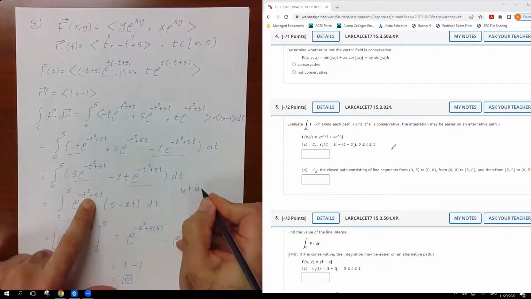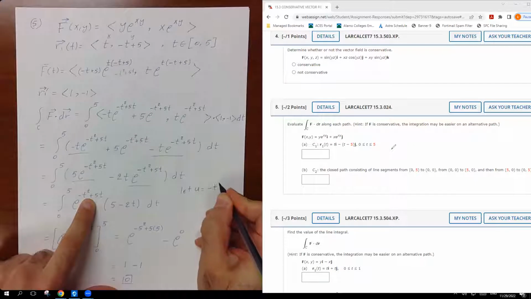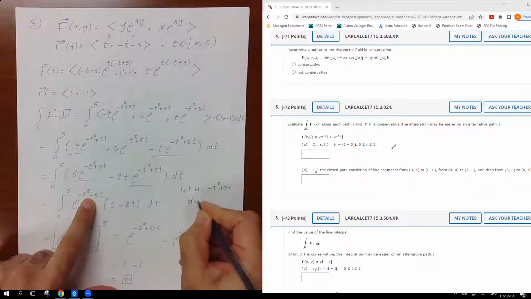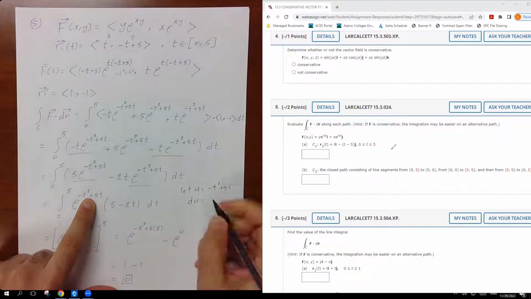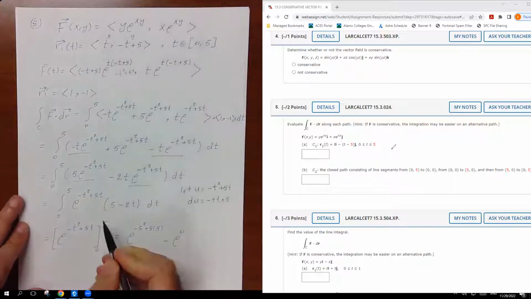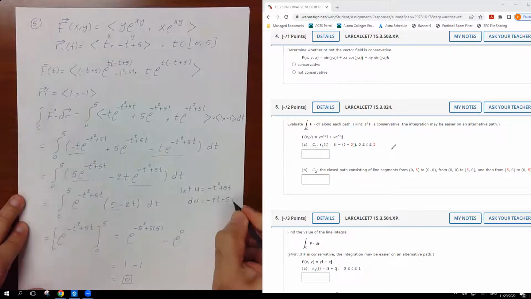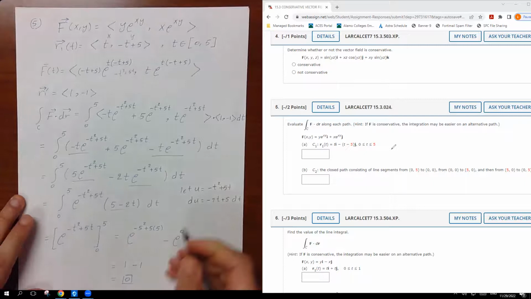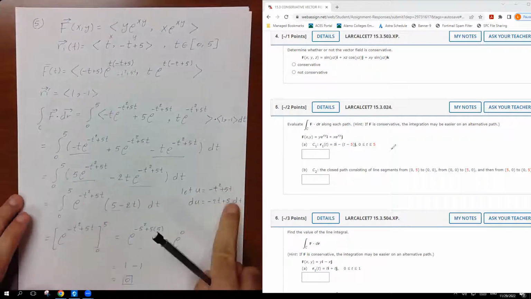So let u equal negative t squared plus 5t. That means du is going to be equal negative 2t plus 5, which is exactly the same thing here, dt. That's why you're going to plug in everything here. This is u and this is du.